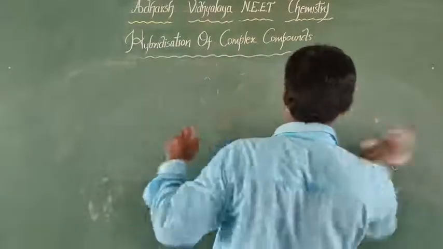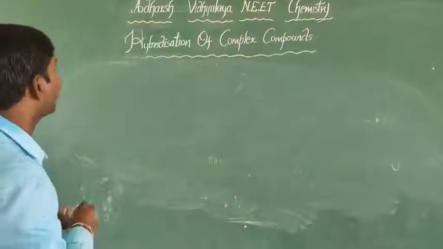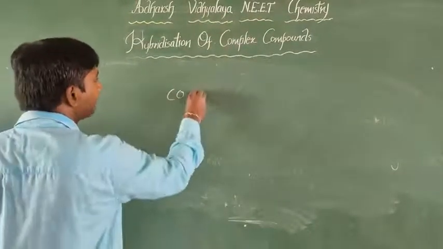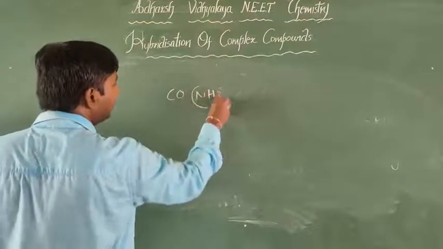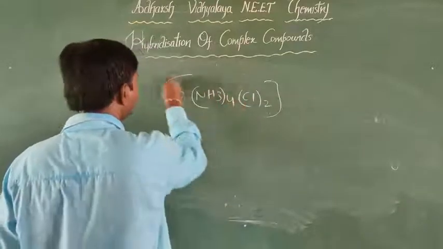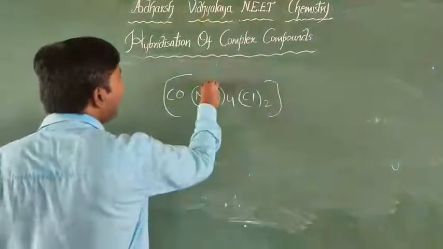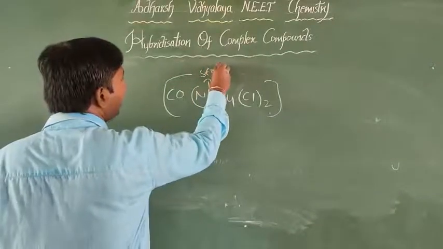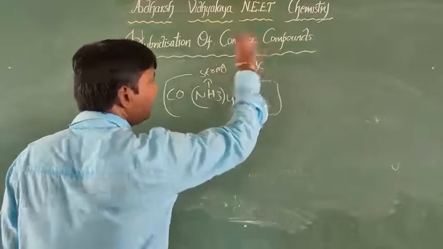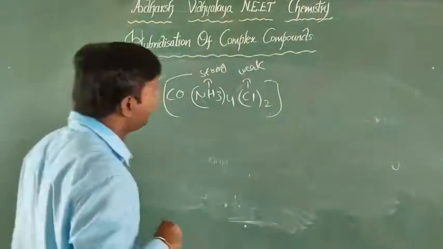Next one. For example, [Co(NH3)4Cl2]. In this case, amine is the strong field ligand and chlorine is the weak field ligand.